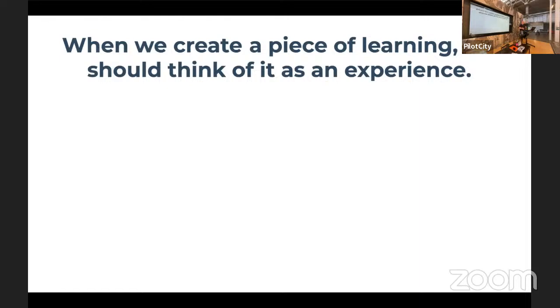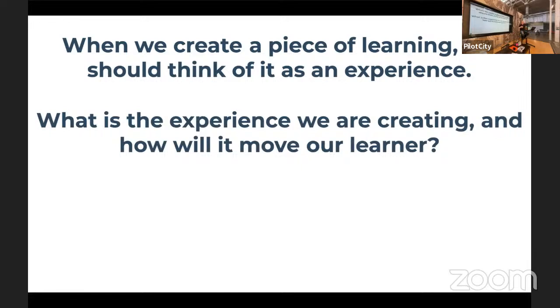So when we create a piece of learning, we should think about it as an experience, right? Emotions are what really drive experience. When you go to a movie, when you watch a TV show on Netflix, when you're reading something on a Kindle, there are some things that are factual and interesting, but it's really the emotions that keep people coming back. Someone who binge watches a TV show all Saturday is doing it because there's something emotional driving them back each time. So what is the experience that we're creating, and how will it move the learner?